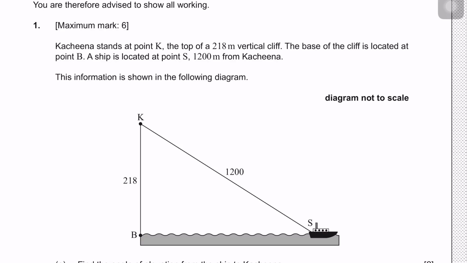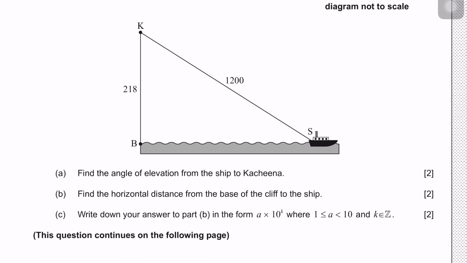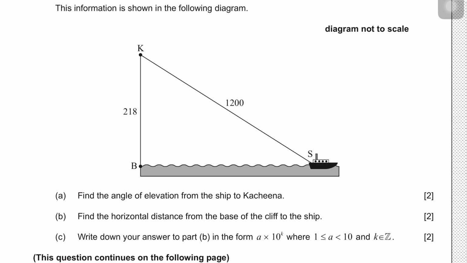Question 1. Kachina stands at point K, the top of a 218-meter vertical cliff. The base of the cliff is located at point B. A ship is located at point S, 1,200 meters from Kachina. This information is shown in the following diagram. Part A asks us to find the angle of elevation from the ship to Kachina.